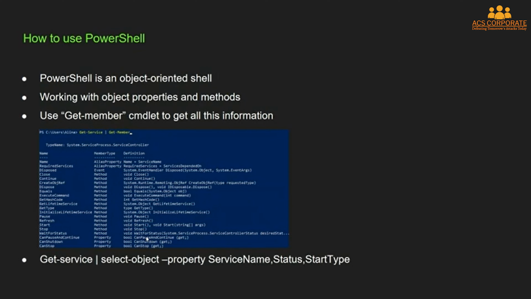There is another way as well. If you would like to show only some properties in the output, you can just select specific properties from that object, like in our case here: service name, status, and start type, automatic or manual.